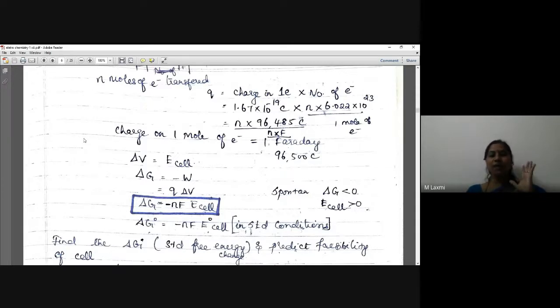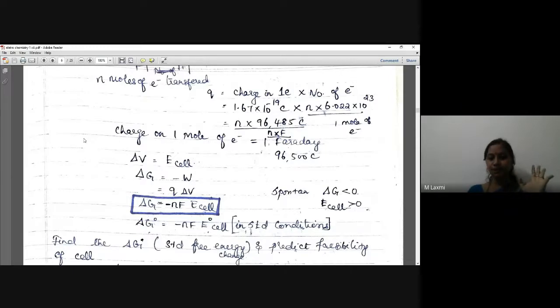Okay, done. So for a spontaneous reaction, there are two criteria. Criteria number 1, my delta G value should be less than 0. Criteria number 2, my E naught of cell should be greater than 0. That's all. So you know now what is free energy change: minus nF E of cell. Standard free energy change means the reaction has happened in standard condition. So what is delta G naught? It is nothing but minus nF E naught of cell.